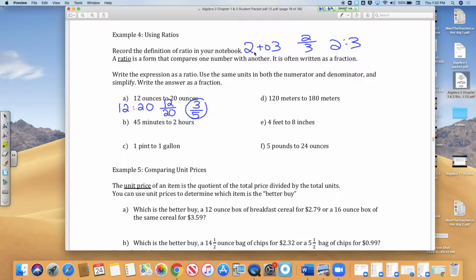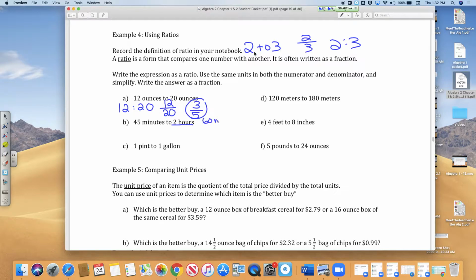Moving down to letter B, 45 minutes to 2 hours. We cannot compare this in ratio form because these are in different units. I would prefer, it's up to you, to just change hours to minutes, because if I change minutes to hours, this would be a fraction. Since there's 60 minutes in an hour, 45 minutes would be 45 over 60, and then you would simplify that. I would actually just prefer changing 2 hours to minutes.